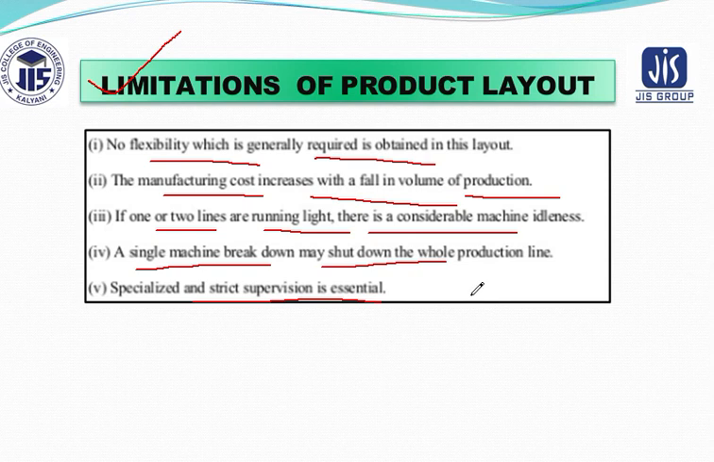So have a look here: generally no flexibility is obtained in this layout. The manufacturing cost also increases with a fall in the volume of production. If one or two lines are running light, then there is considerable machine idleness. If any single machine breaks down, it leads to the shutdown of the whole production line. As well as that, specialized and strict supervision is also essential.